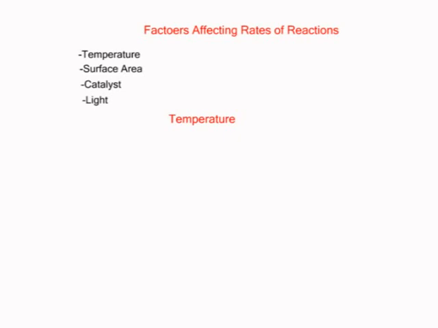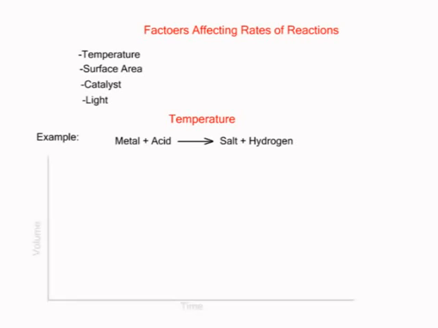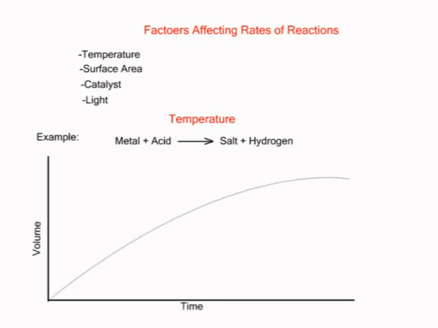Usually an increase in temperature leads to an increased rate of a chemical reaction. For example, if I react a metal with an acid, I get salt and hydrogen according to this equation. If I set my experiment so that I measure the volume of the gas produced at certain time intervals and then draw a curve for that data, I shall have a curve of this nature. From this curve, the maximum volume I get is 60 centimeters cubed. That's an arbitrary value that I've picked.